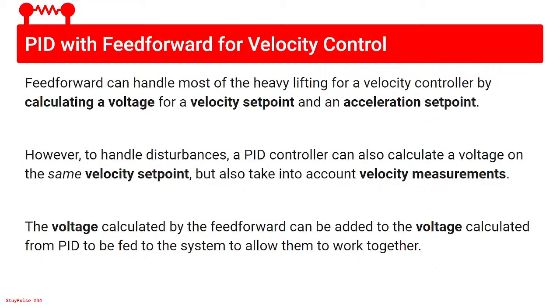Right, so you have PID, which accounts for small disturbances, and feed forward, which uses a model to know what voltage this flywheel needs to run at. Okay.